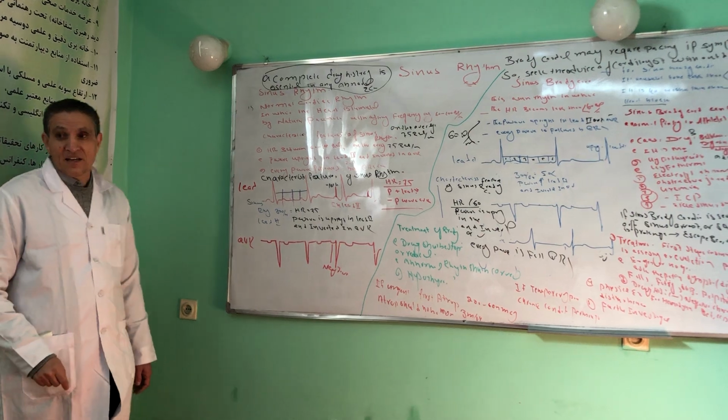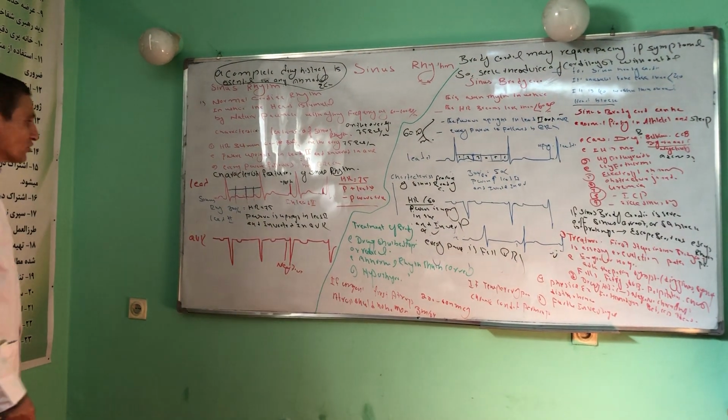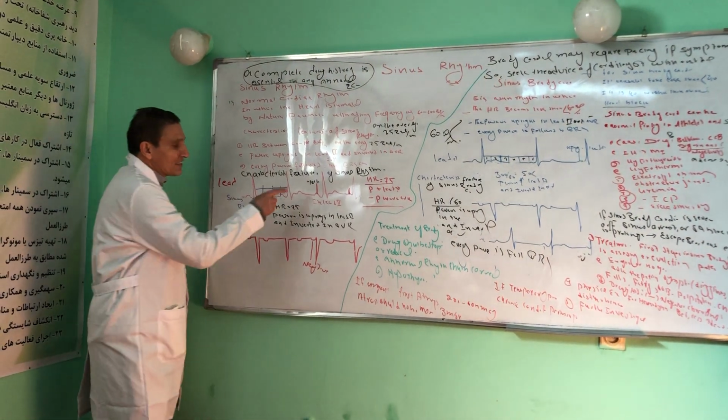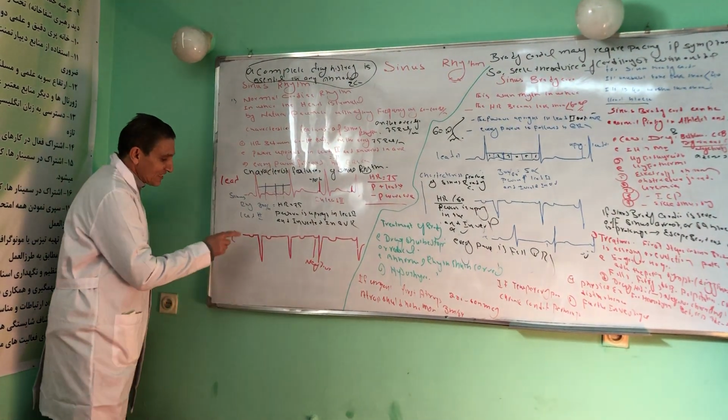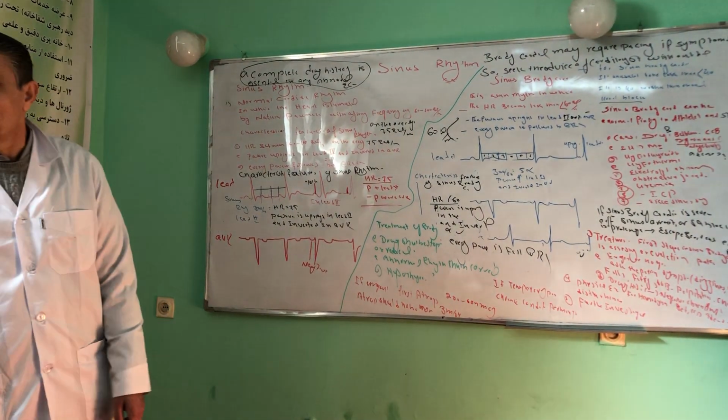The second, every P wave should be followed by a QRS complex. Every P wave should be followed by a QRS complex. And the third one, the P wave is upright in lead 2 and inverted in lead aVR. This was about the sinus rhythm.